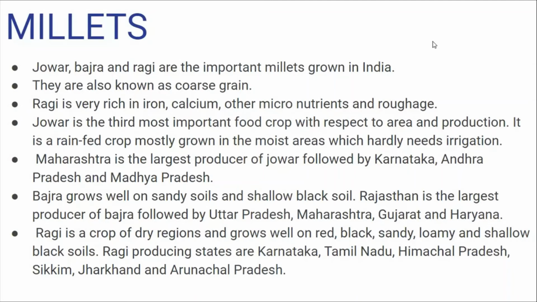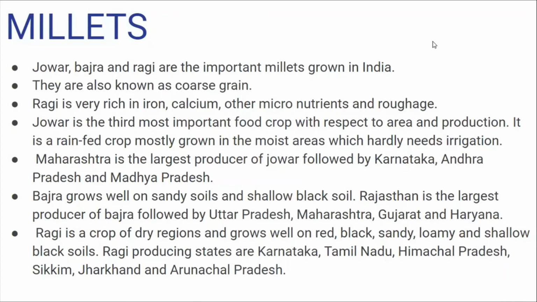Jowar is a rain-fed crop mostly grown in the moist areas, which hardly need irrigation. In the moist areas there will be more rain, so it hardly needs irrigation. Maharashtra is the largest producer of jowar, followed by Karnataka, AP and MP.